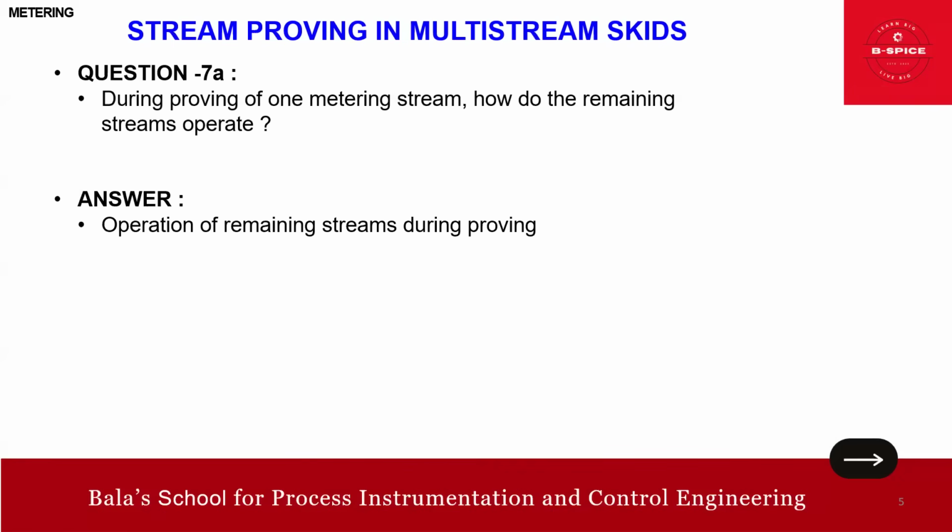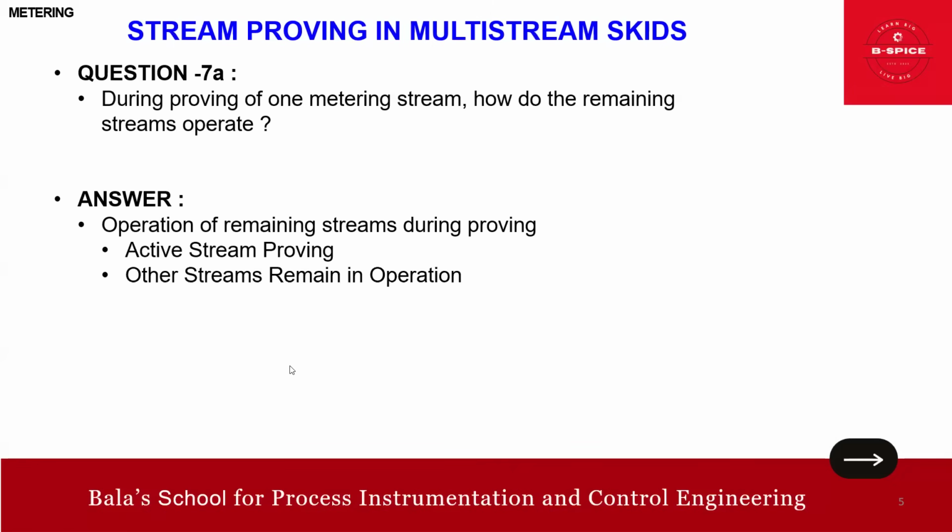Operation of the remaining streams during proving. One is the active stream proving. The stream selected for proving is temporarily isolated from custody transfer, so the flow is diverted through the prover loop. The flow computer switches to proving mode for that active stream.